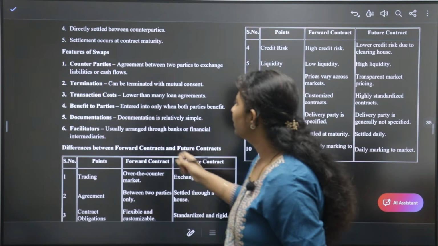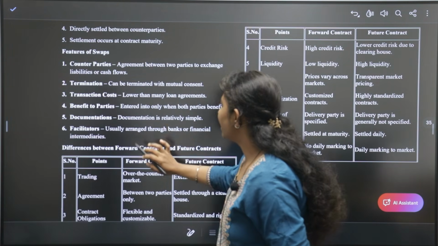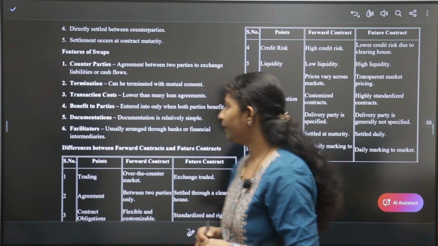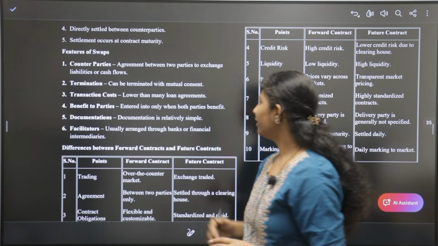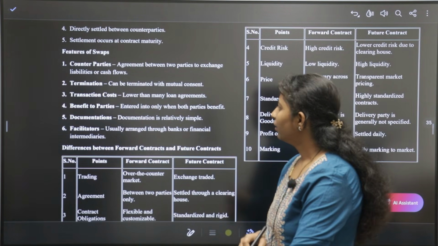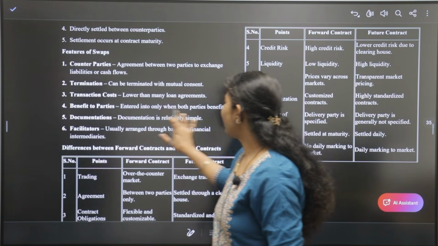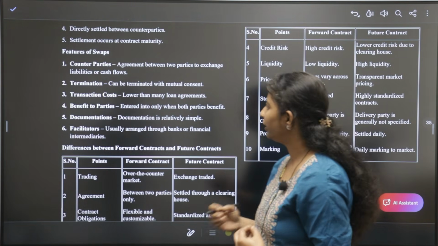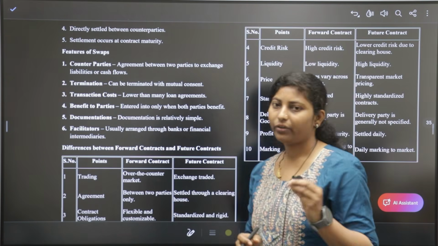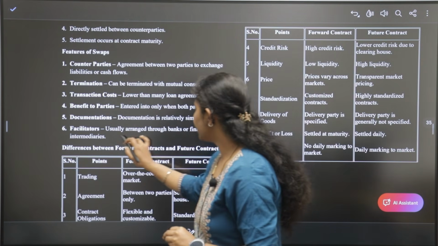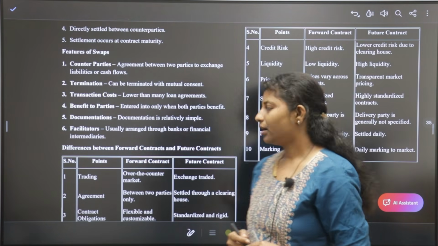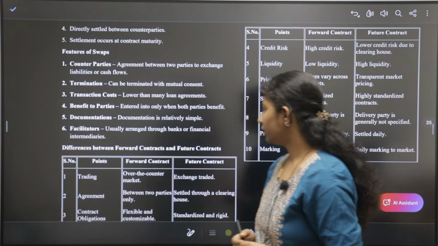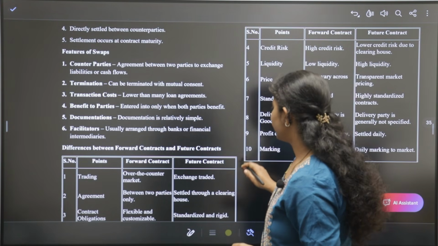Okay, that is a swap. Counterparty: agreement between two parties. Termination: maturity period. Transaction cost is lower than many loans. Benefit to parties: both the parties entered to have some benefit. Documentation is very simple. And next, facilitator: usually the arrangement is through banks or financial intermediaries, who are the facilitators here.